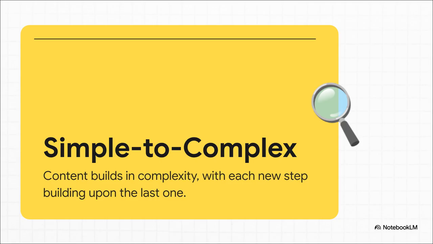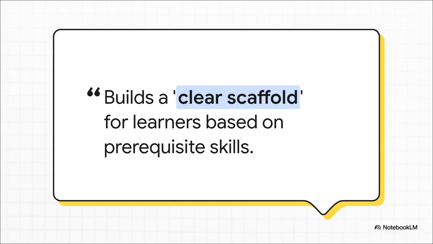They have to master step 1, then they can move to step 2, and then step 3, with each step getting just a little more complex. The theory on this one comes from Robert Gagné from 1965. He talked about creating a clear scaffold. You're literally building a support structure for your learners. Each skill they master becomes this solid platform they can stand on to reach for the next, more difficult skill.